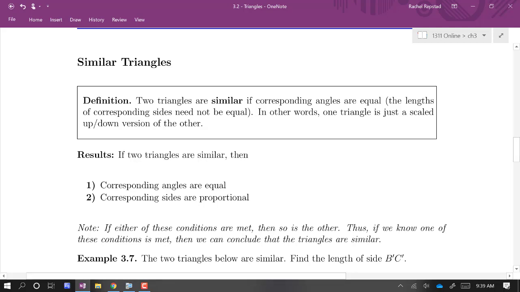It's true that if 2 triangles are similar, we know that their corresponding angles are equal. That's sort of part of the definition. But also their corresponding sides are proportional. So if either of these conditions, numbered 1 and 2 here, is met, then so is the other, right? These 2 things are kind of equivalent to each other.